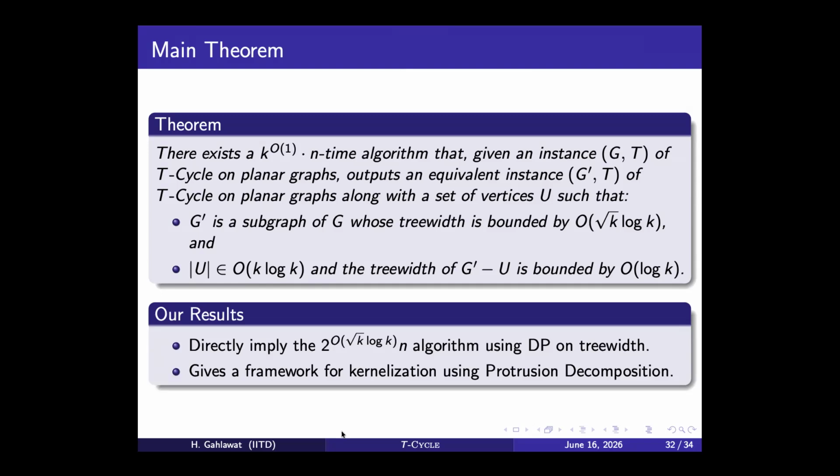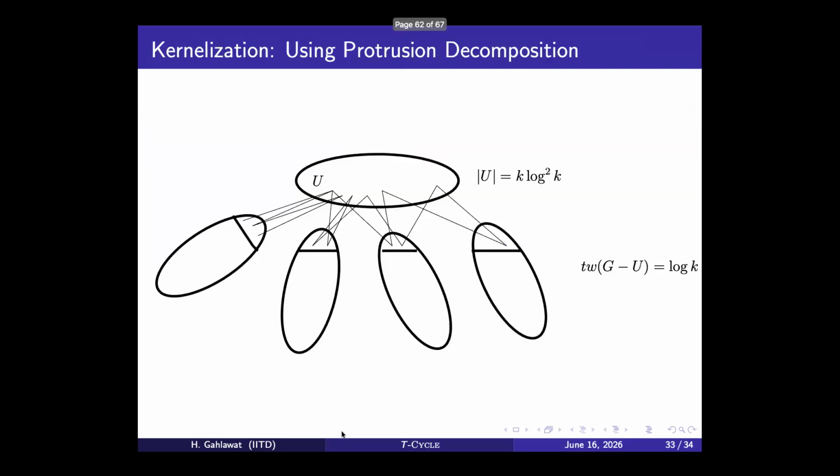And here you do DP on treewidth. And for kernelization, you use something called protrusion decomposition. What is it? So here you have your graph. If it has a modulator of size k log k, you can work a little bit extra to get a modulator of size k log square k, such that the components below do not have edges among each other.